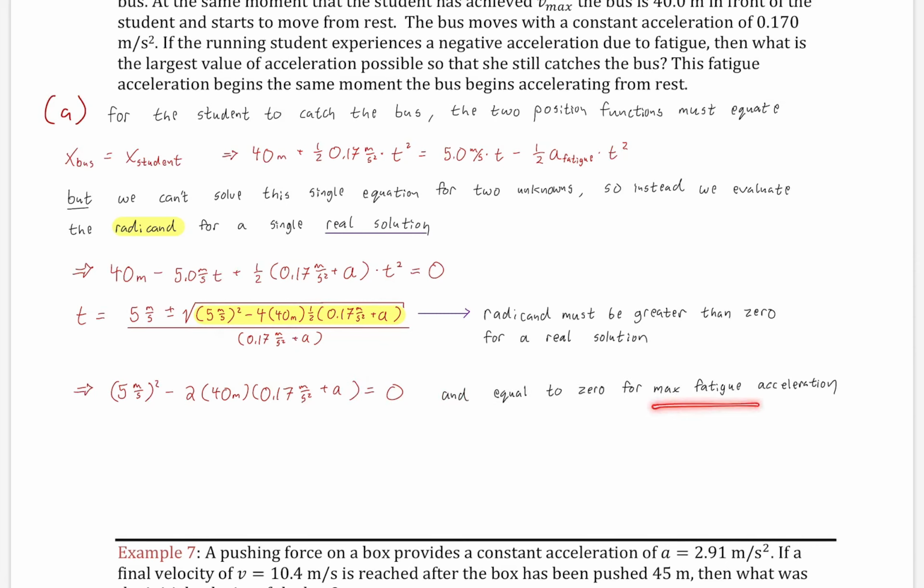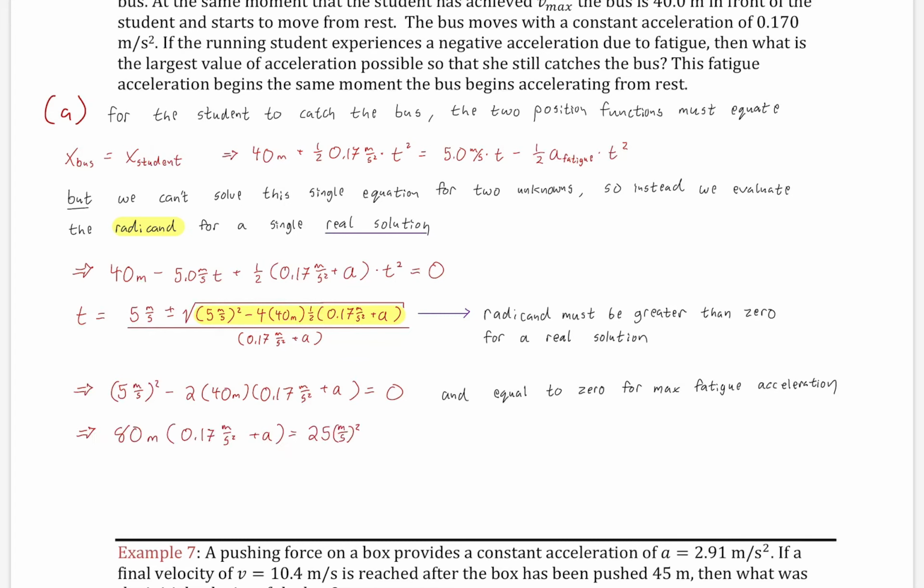I'm looking for max fatigue. Well, the biggest acceleration that would work, the maximum fatigue acceleration, would be the point right at which the square root is equal to 0. Just at the tipping point until it becomes undefined or imaginary, depending on the mode of your calculator, right? So that's it. I don't have an equation, and I can just solve for A. I'm going to go ahead and do that.